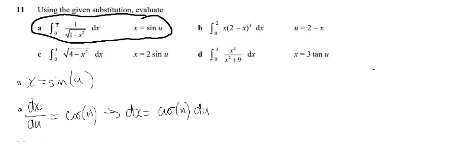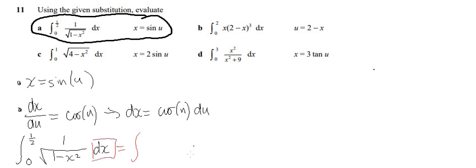Right, what's left now? So now we look at our integral. Okay, we've got limits in terms of x. I'll change those in a minute. And we've got 1 over the square root of 1 minus x squared dx. So let's look at this term by term. We've got dx, so we're going to replace dx with cos u du.